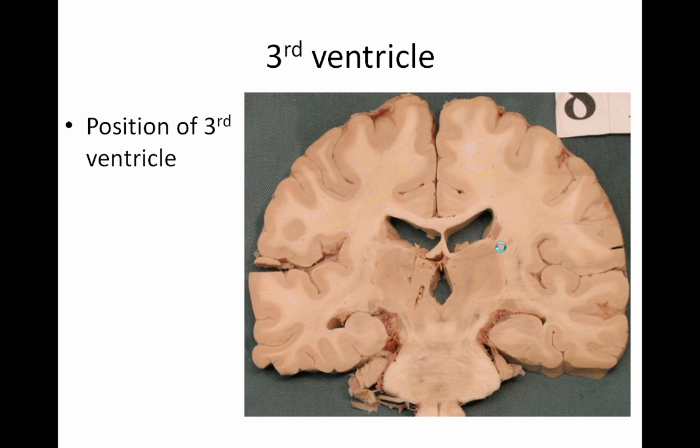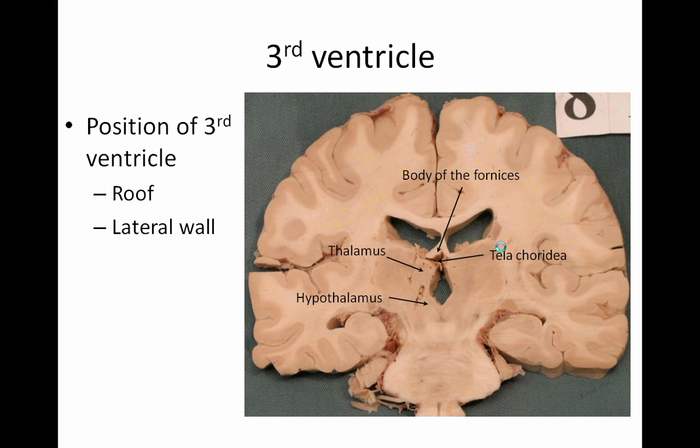The final thing that we need to learn in terms of the position of the third ventricle is its roof and lateral wall. The roof is formed by a thin sheet of neural tissue called the tela choroidea, and the bodies of the fornices are related immediately above this. The lateral wall is formed above by the thalamus and below by the hypothalamus. And it's important to note the relationship.